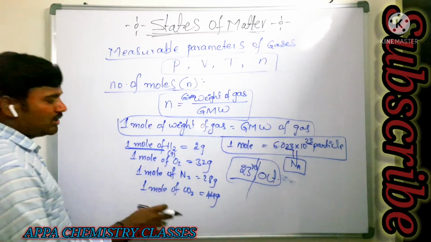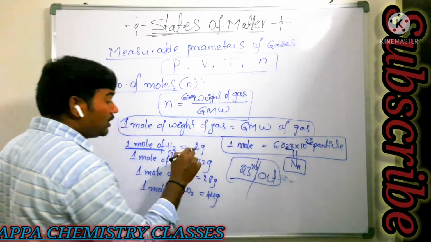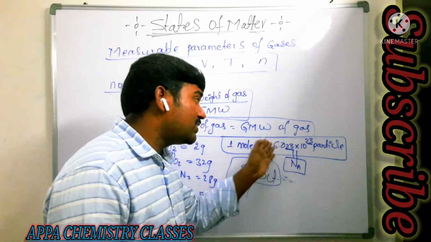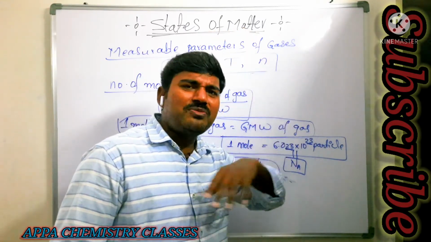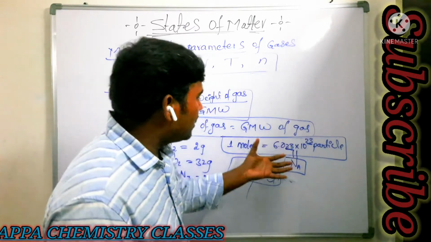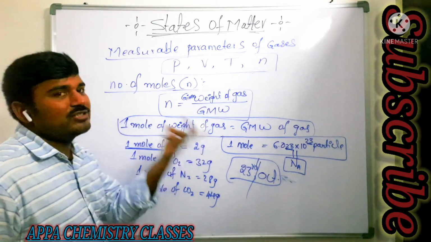Now here 1 mole of hydrogen is nothing but Avogadro number of molecules, weighing 2 grams. After the 6, how many zeros do we have to keep? 23 zeros we have to keep. It is a very, very big value. Those many molecules weigh 2 grams.